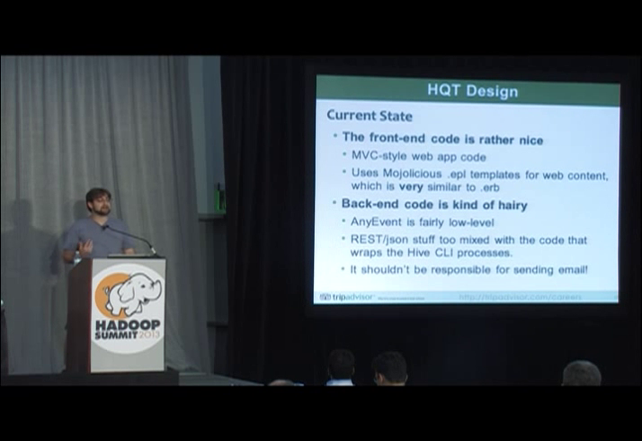Mojolicious is an MVC-style web framework. It's also got a lite variant, which has some things in common with Sinatra. It uses EPL templates, which are very similar to ERB, but it's Perl code instead of Ruby code. You can actually use whatever template system for the web pages themselves. But I chose not to use EPL for the actual HQL templates because, again, I needed that funkiness of being able to evaluate functions in different ways. And also, I didn't want to scare people by making them think that they were writing Perl.